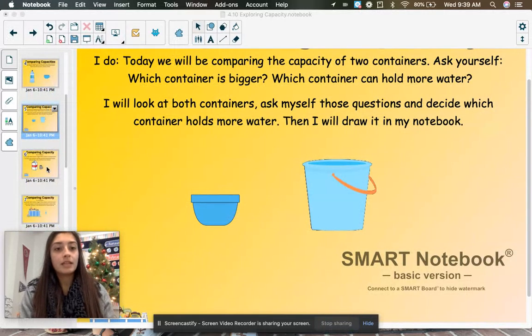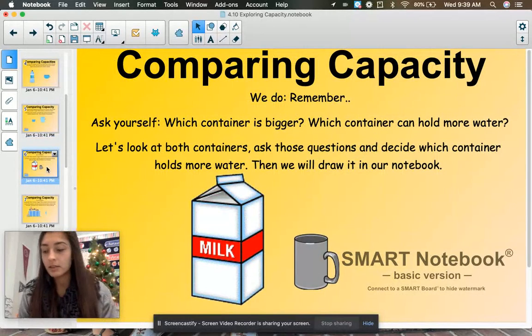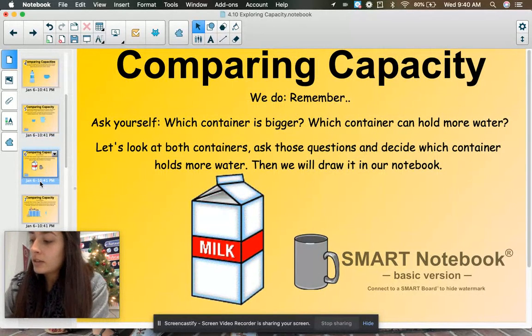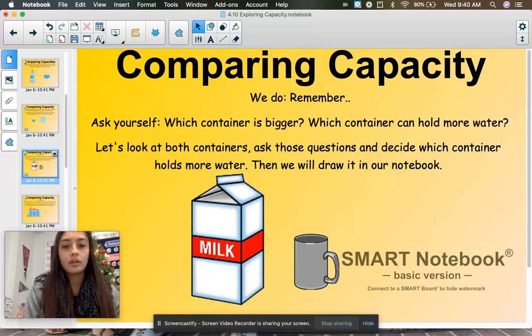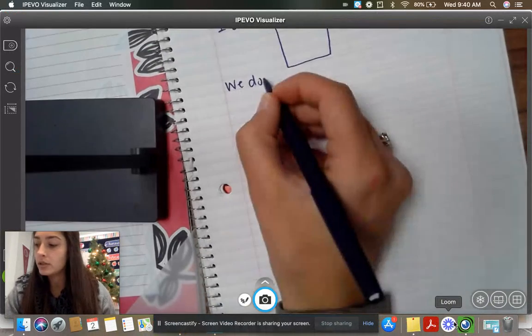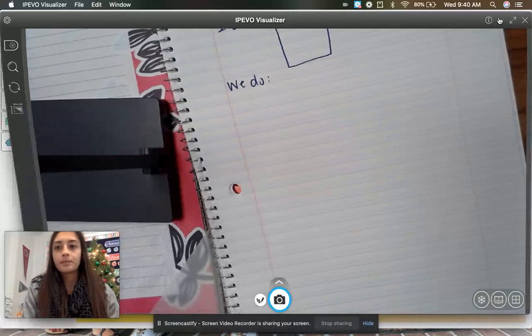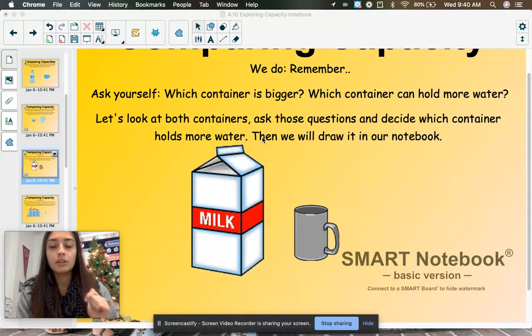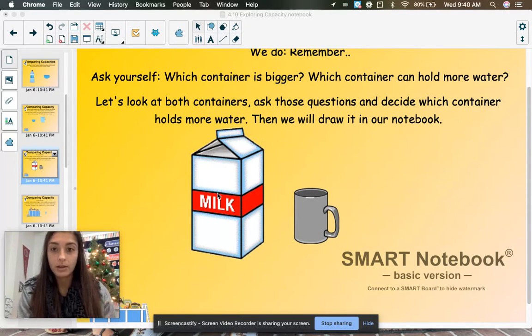All right, we're going to do the next one together. So make sure you have your notebook and your pencil out. Look at my notebook. I wrote we do because this is the part that we are going to do together. Okay, let's look at it. It says, remember, ask yourself which container is bigger and which container could hold more water. So let's look at both containers and ask those questions to decide which container is going to hold more water. Then we're going to draw that container in our notebook.